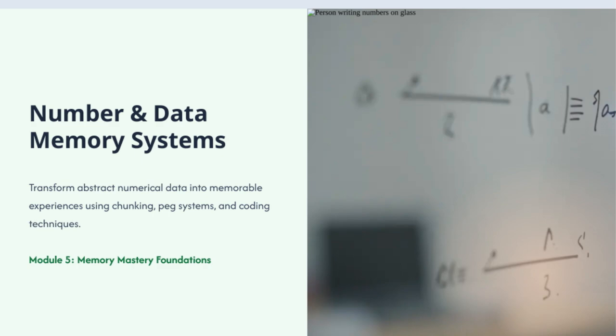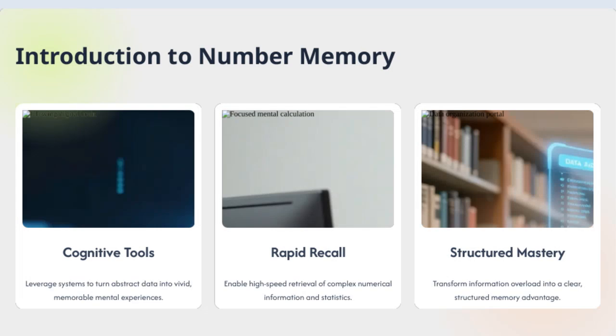Let's get started. Today, I want to focus on how we can transform information overload into a real advantage by creating a clear and structured memory system. When we talk about structured mastery, we're emphasizing the importance of organizing complex information so that it's easier to access quickly. This means being able to retrieve detailed numerical data or statistics at high speed, which is crucial in many high-stakes situations. Then, we move to rapid recall.